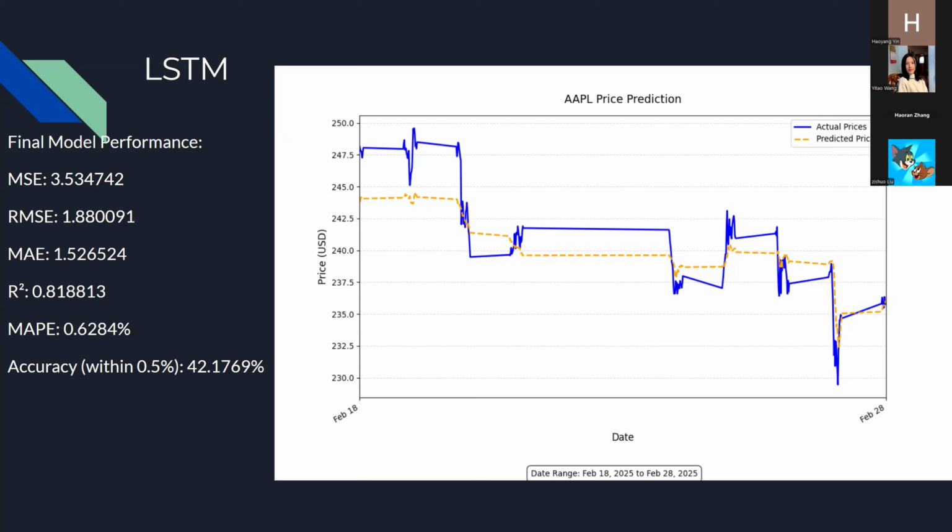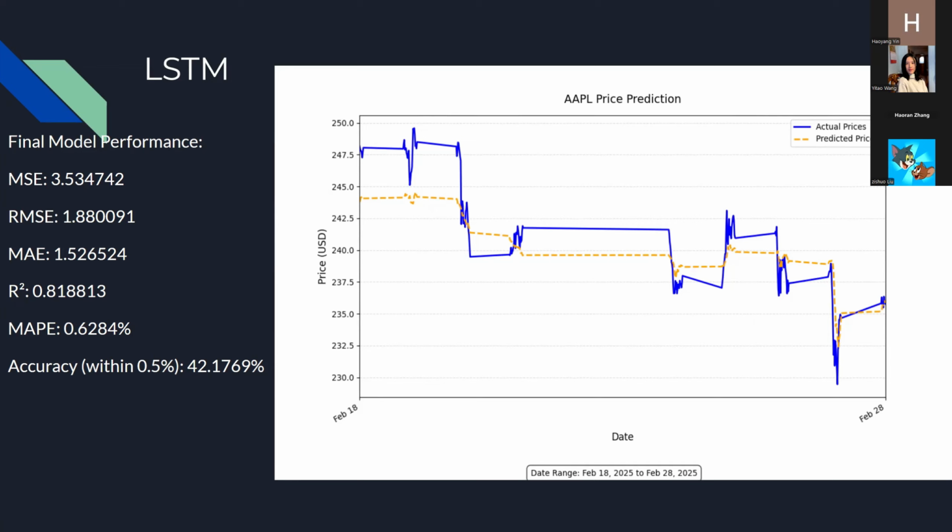To evaluate the performance, we compare against the baseline model, the one we just mentioned, which achieved an R-squared of approximately 0.65 and an RMSE of 1.85 on similar data. Our enhanced LSTM implementation delivered excellent performance metrics, an RMSE of 1.88 and MAE of 1.53, with the most impressive being an R-squared of 0.82, which is a pretty good improvement over the baseline.